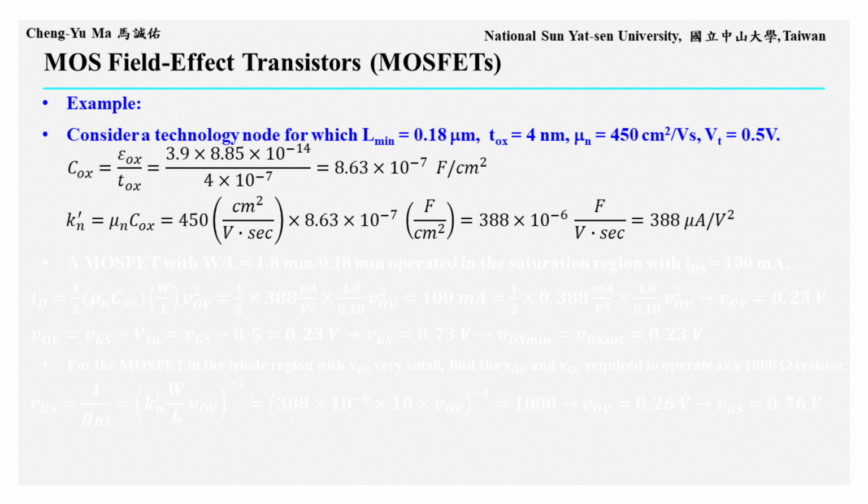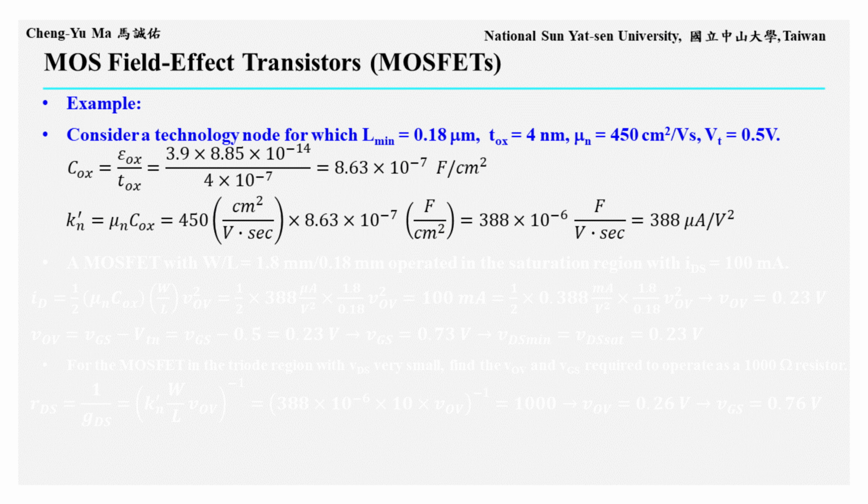Let us work through an example. Suppose the technology node has a minimum channel length L-min of 0.18 micrometers, oxide thickness T-oxide of 4 nanometers, electron mobility mu-n of 450 square centimeters per volt second, and threshold voltage Vt of 0.5 volts. First, we calculate the process-dependent parameters. The oxide capacitance density is C oxide equals epsilon oxide over T oxide, which equals 3.9 times 8.85 times 10 to the negative 14 divided by 4 times 10 to the negative 7.